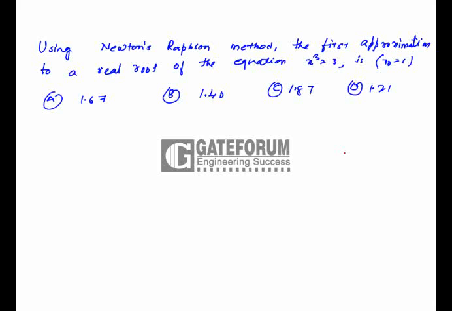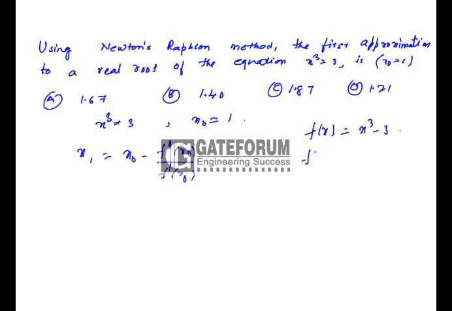Newton-Raphson method: we have to find the first approximation of the equation x cube is equal to 3, and x naught is given as 1. Now we know that x1 is nothing but x naught minus f of x naught by f dash of x naught. Now f of x is nothing but x cube minus 3, so f dash of x will be 3x square.